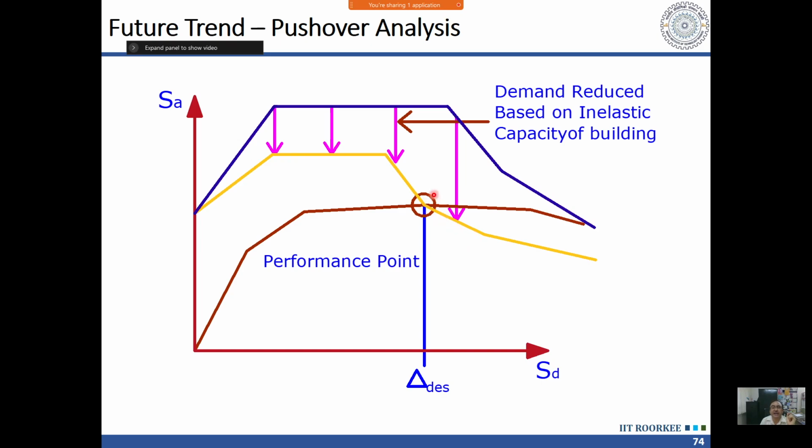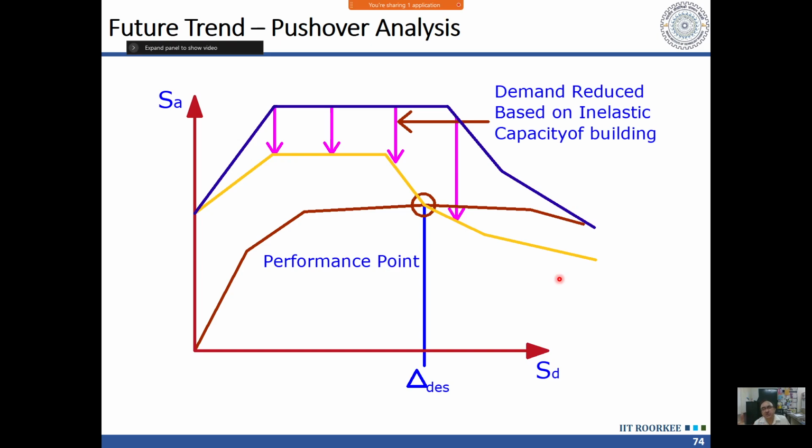And when I get an intersection of the demand and capacity in such a way that it satisfies the damping ratio, that both the damping of my capacity or structure and the damping which I have used in reducing this response spectrum are the same at this point, then this point we call the performance point, and this point gives us the displacement which will actually occur during the earthquake.